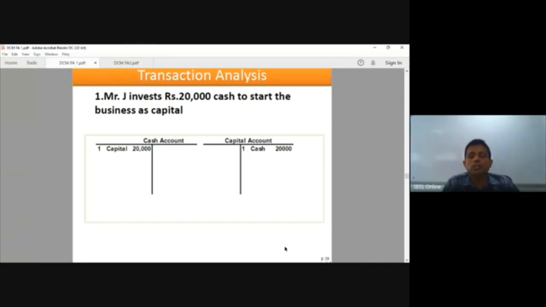This is a single proprietorship. In a single proprietorship, equity will be represented by a capital account, right? Therefore, the capital account will get credited 20,000. Here we have to write cash.